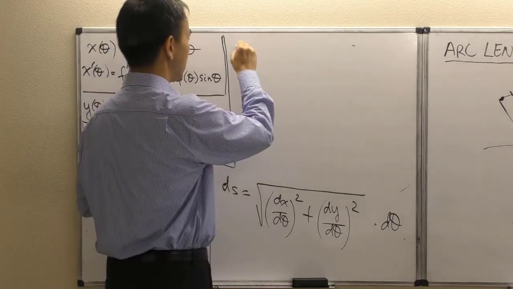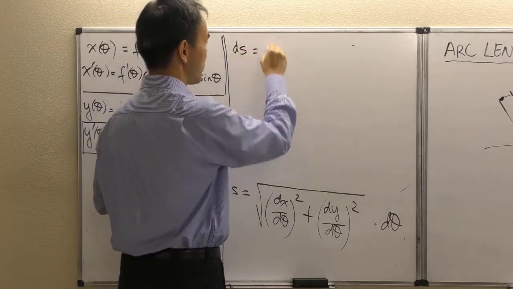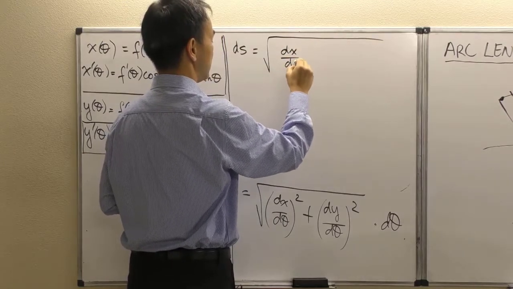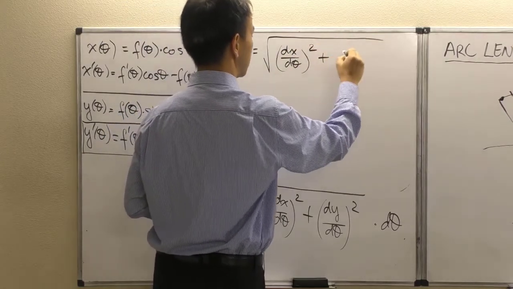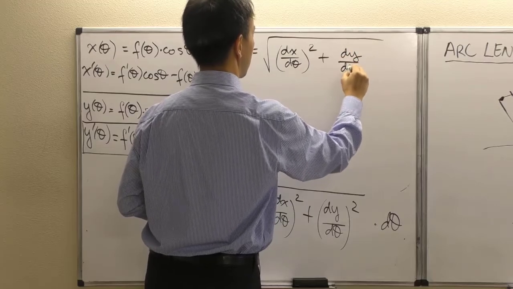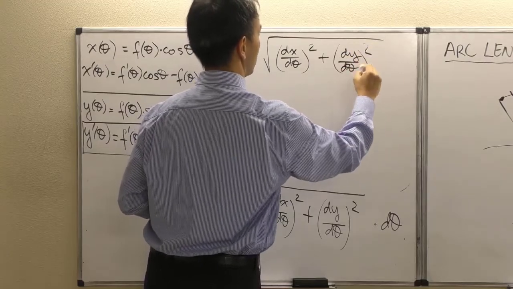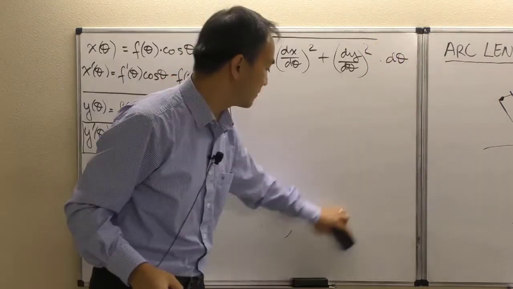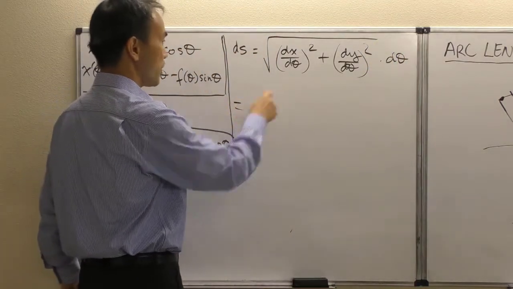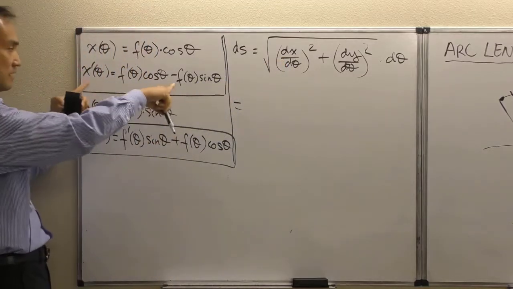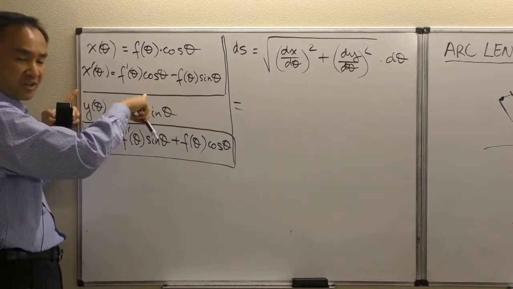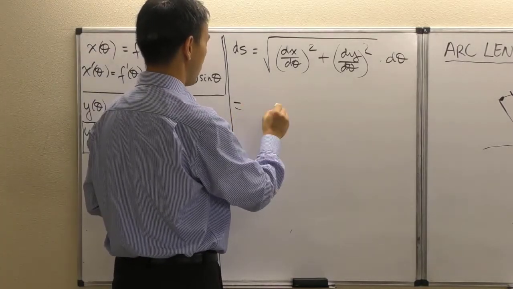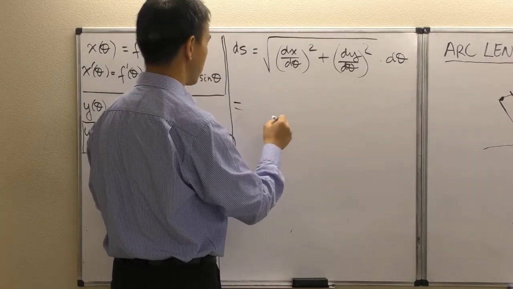All right, so now currently ds is a square root expression, which involves dx d theta all square plus dy d theta square, and we're multiplying that with d theta. So now in this square root expression, dx d theta is still here on my board, and I'm going to substitute that in, and what I'm having now is a very lengthy expression.